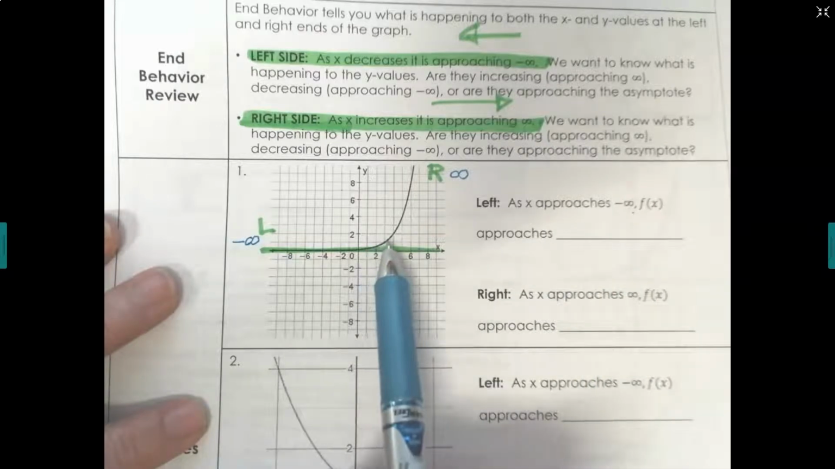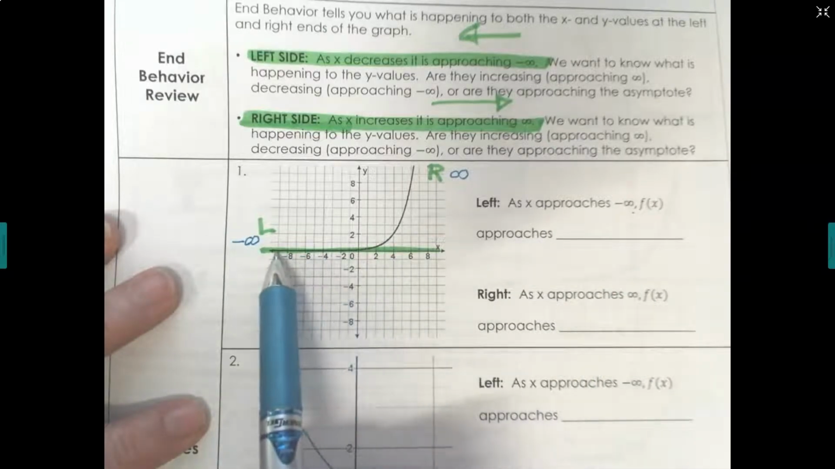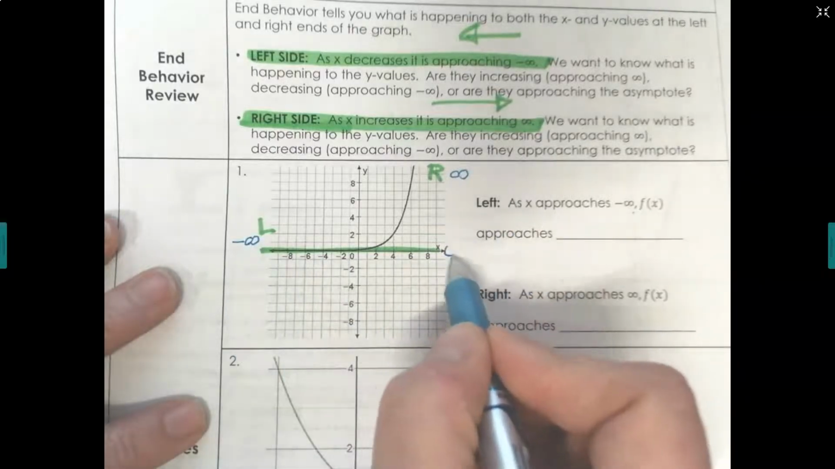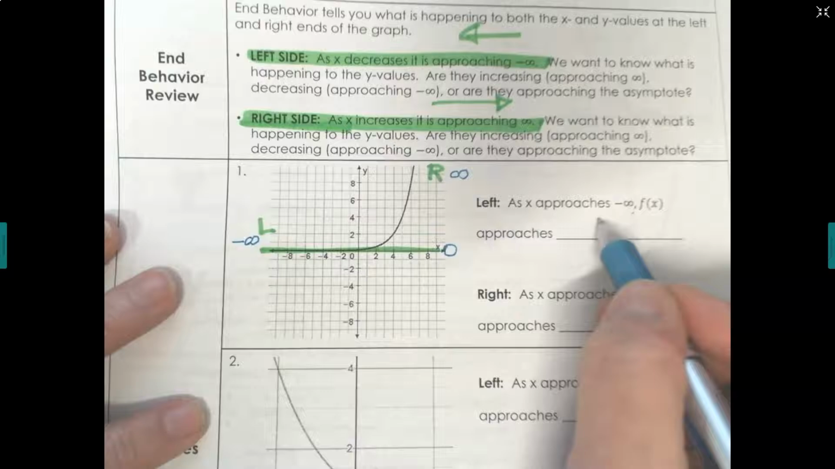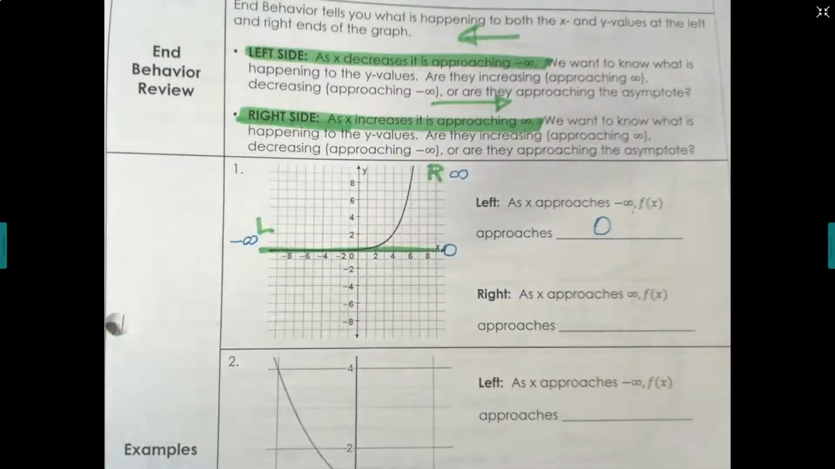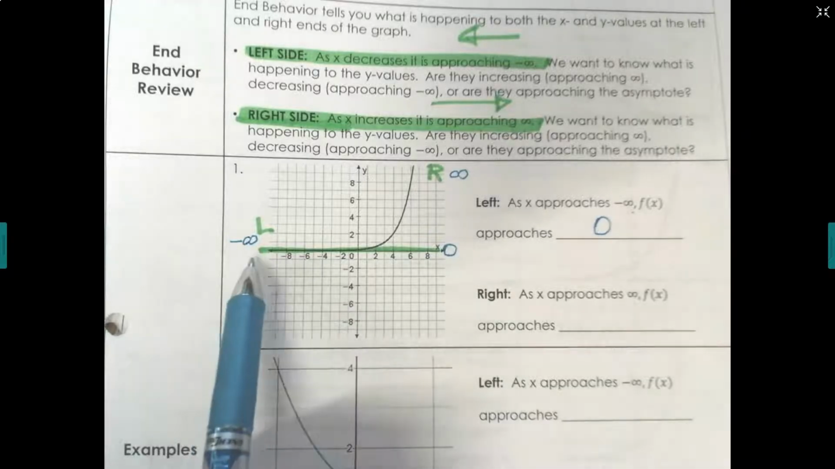The y values on your graph, do you see how it's right there on the asymptote? They're approaching the asymptote. So what is the value of the asymptote here? The value of the asymptote is 0. So the y values are approaching 0. They'll never cross over 0. They'll never touch 0. They're just getting really close to them. So this is the left side.